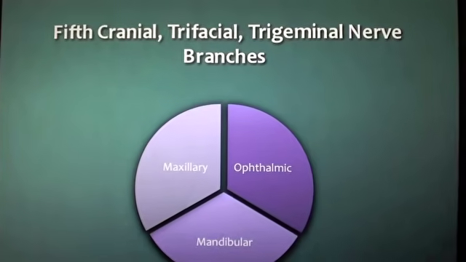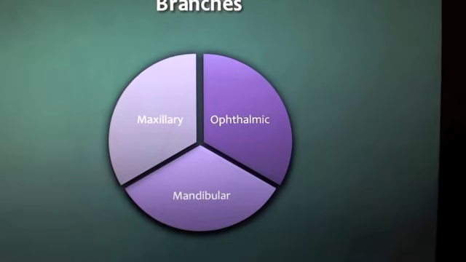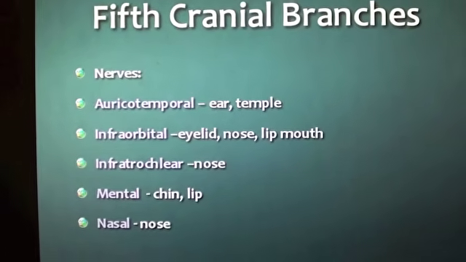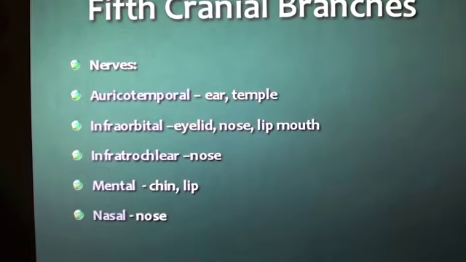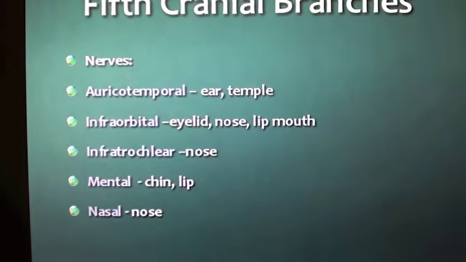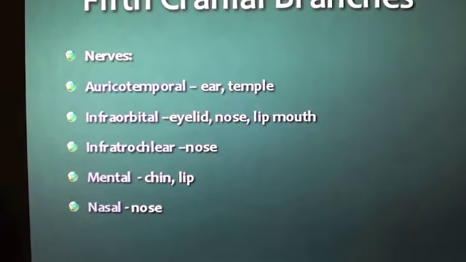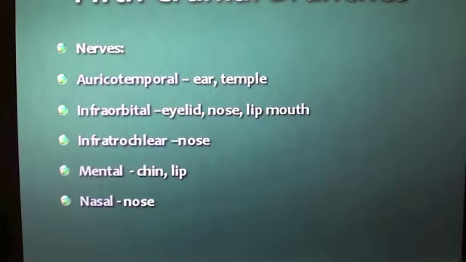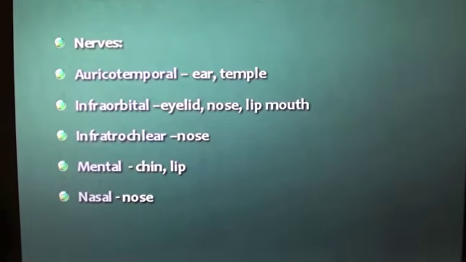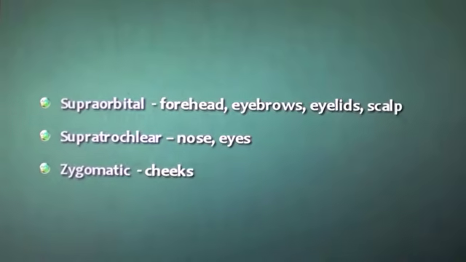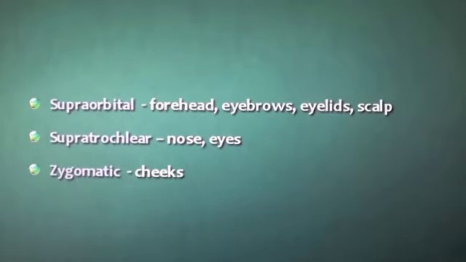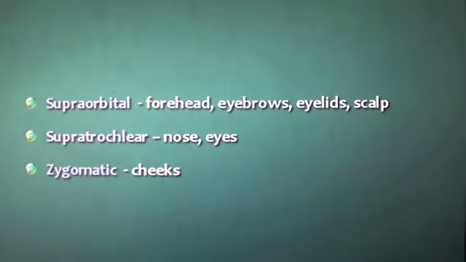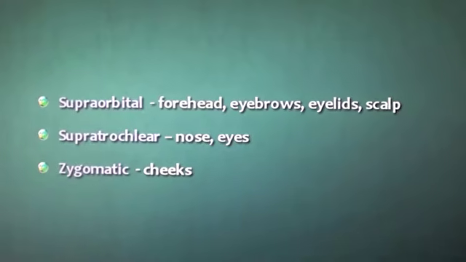Fifth cranial, trifacial, trigeminal nerve branches: maxillary, ophthalmic, and mandibular. Fifth cranial branches: auriculotemporal nerves supply nerves to ear and temple area, infraorbital, eyelid, nose, lip, mouth area, infratrochlear, nose area, mental, the chin, lip area, and to mentalis, of course, the muscle, nasal, the nose area. Supraorbital nerve is located around the forehead, eyebrow, eyelids, and scalp. Supratrochlear nerve around nose and eyes, and zygomatic nerve around the cheeks.